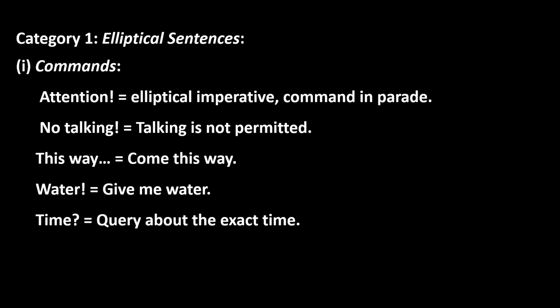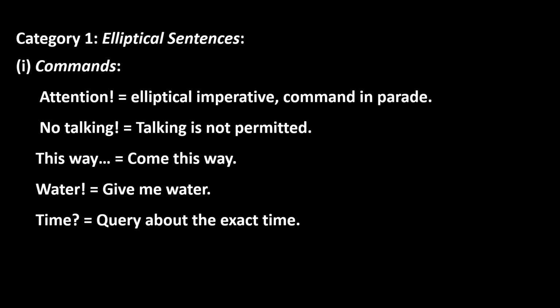"No talking." An order means talking is not permitted. No talking. No verb, but a full sentence. "This way" means come this way. Although the verb is not there, it is a complete sentence with complete meaning. "Water." Give me water. So water, although it does not have a verb, means give me water. The verb give is understood. So it's a command, a complete sentence.